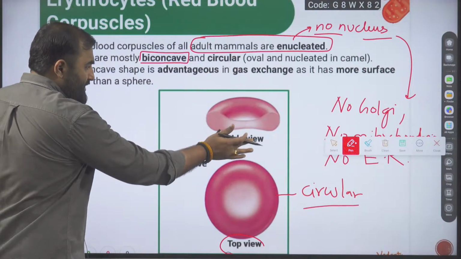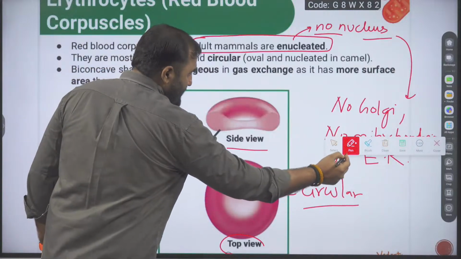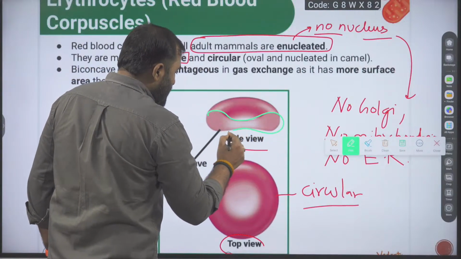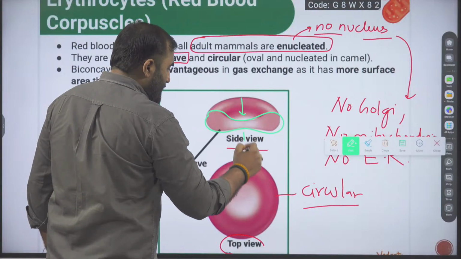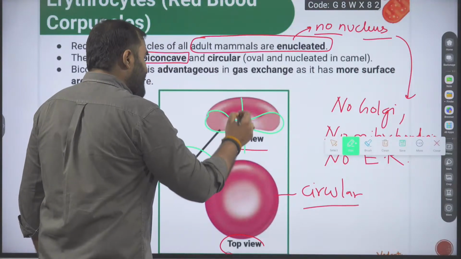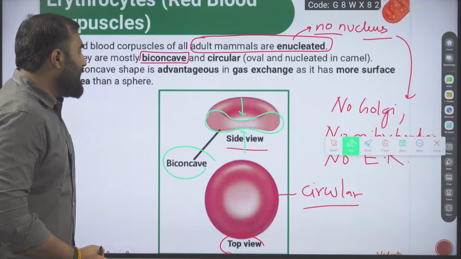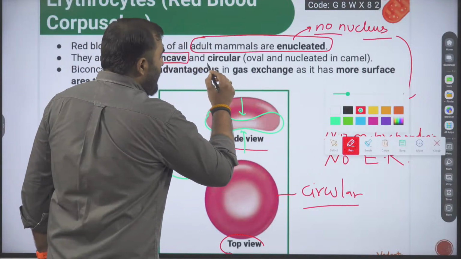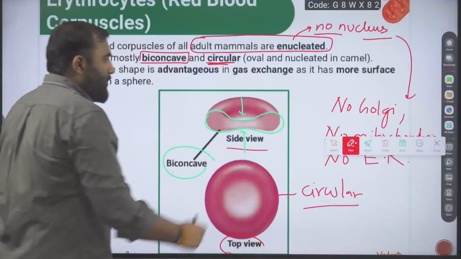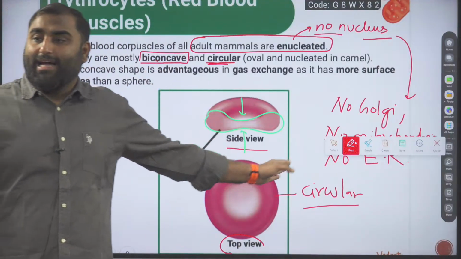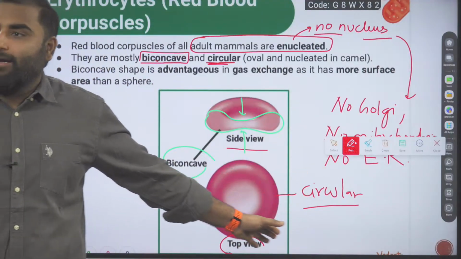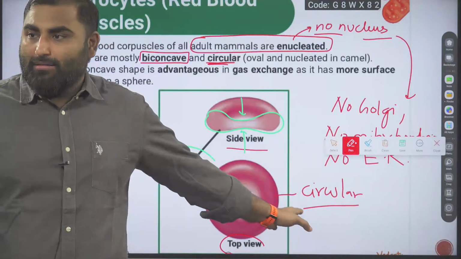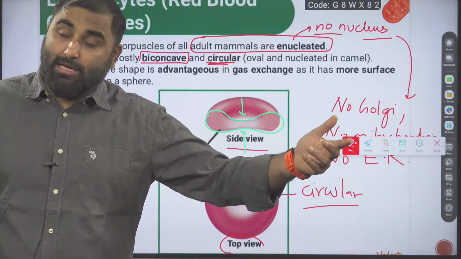But when you take a cross section, the side view, if you notice the side view, it will show biconcavity on both sides. So it is biconcave in the side view and circular in the top view. Biconcave in the side view in a cross section, and in the top view it will be circular. Circular, understood, that is a cell, so it will be circular.